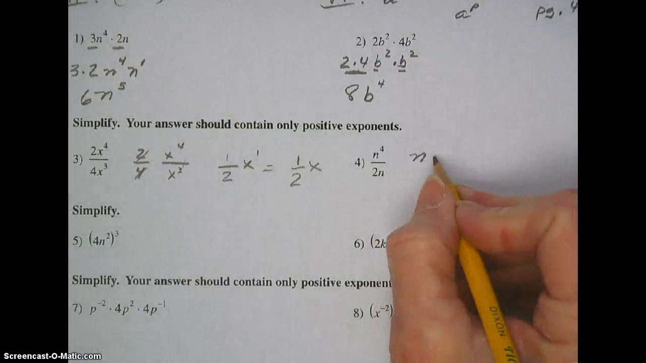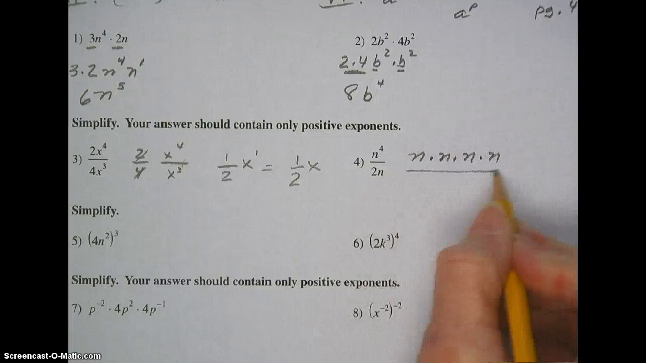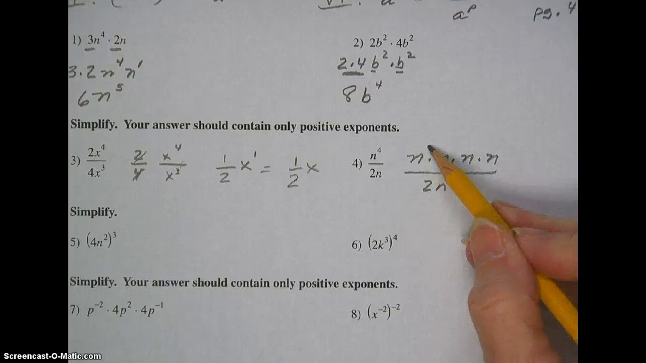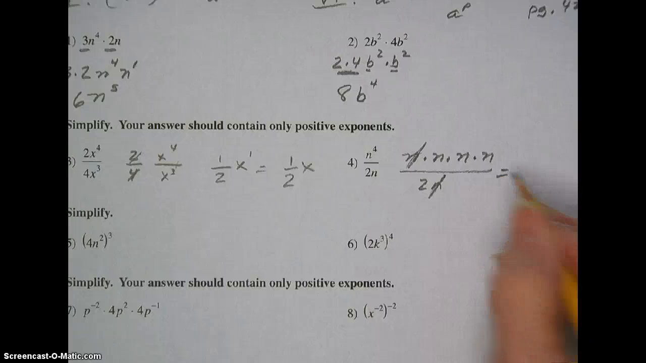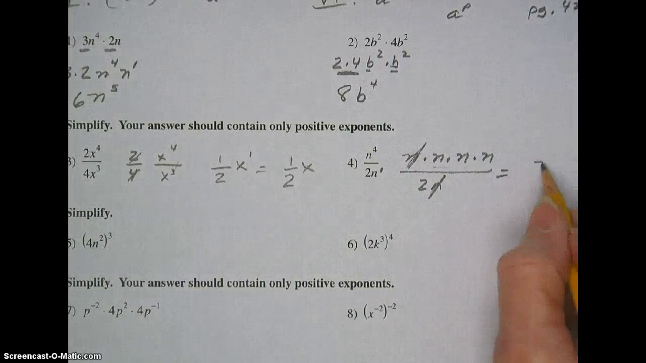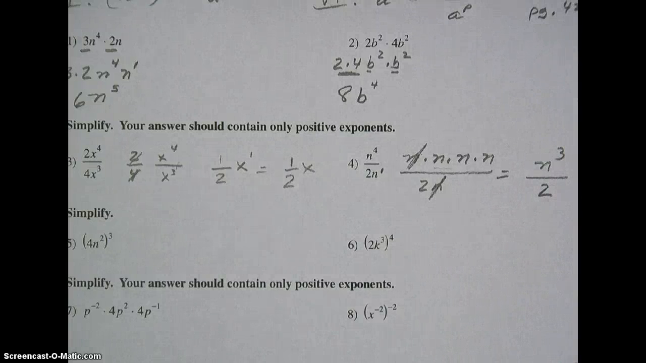Sometimes it's easy to see the rule if we write out what n to the 4th means. And anytime that we have the same variable on the top and the bottom, we can get rid of it. Another way to think of this is 4 minus 1 would give you an n cubed. What do you do with that 2? It remains on the bottom.